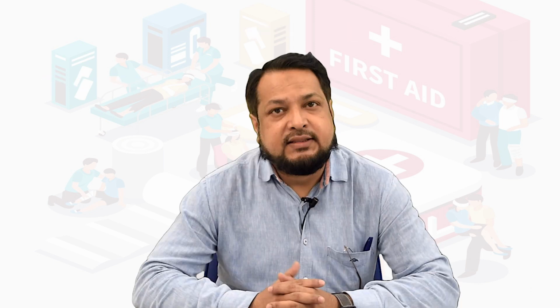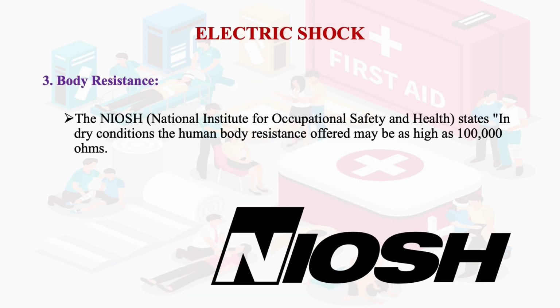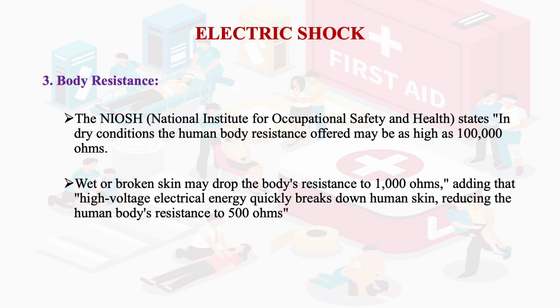Body resistance. The National Institute for Occupational Safety and Health, NIOSH, states that in dry condition the human body resistance offered may be as high as 1 lakh ohms, that is 1 mega ohm. Wet or broken skin may drop the body's resistance to thousands of ohms. Adding that, high voltage electrical energy quickly breaks down human skin, reducing the human body's resistance to 500 ohms.